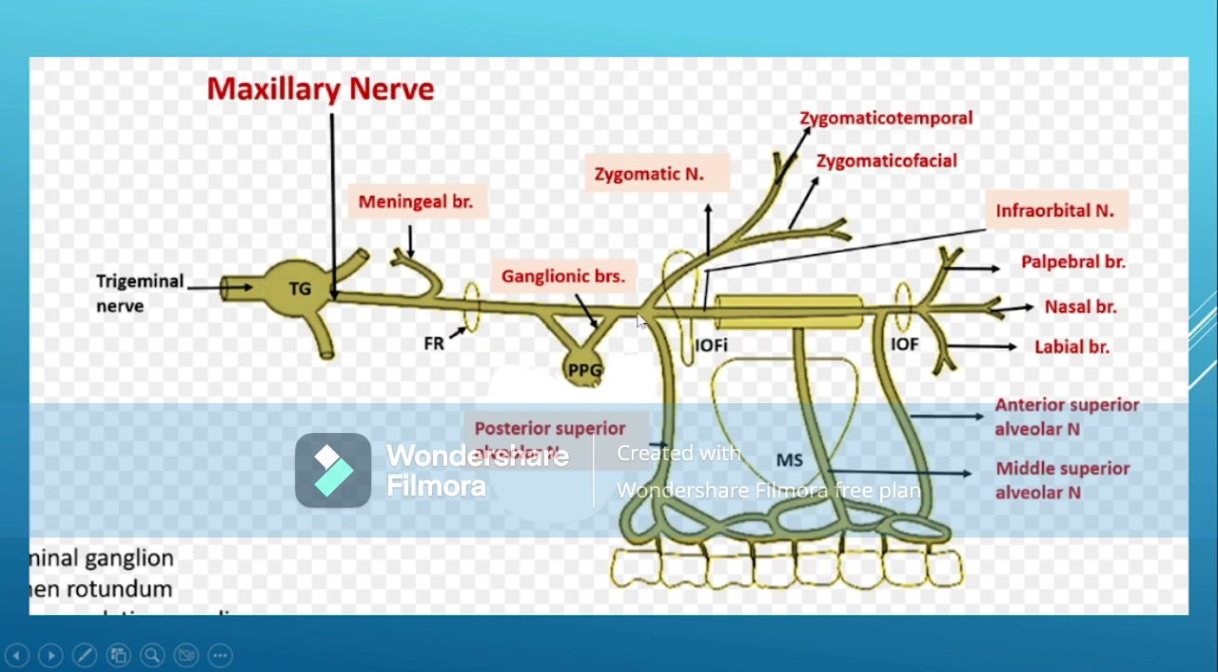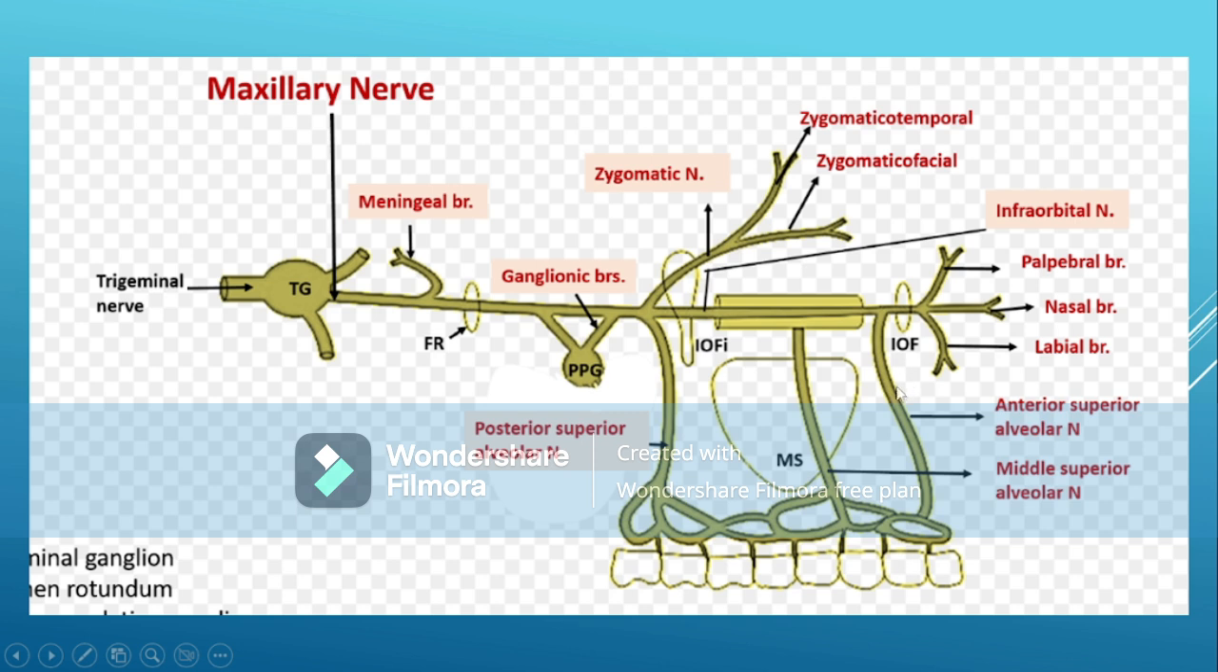Continuing, this nerve then continues from the infraorbital fissure, and then it enters the infraorbital canal. Now this nerve is called the infraorbital nerve. Now continuing, this gives two branches again. One is called the middle superior alveolar nerve, and another branch is the anterior superior alveolar nerve.